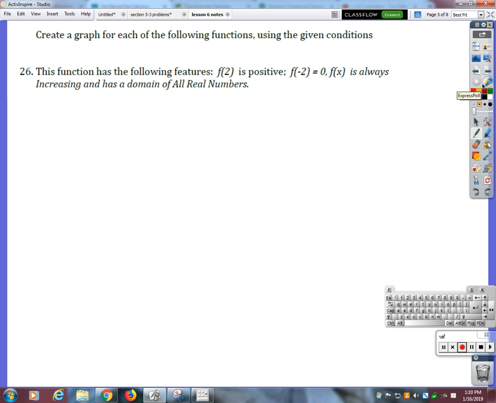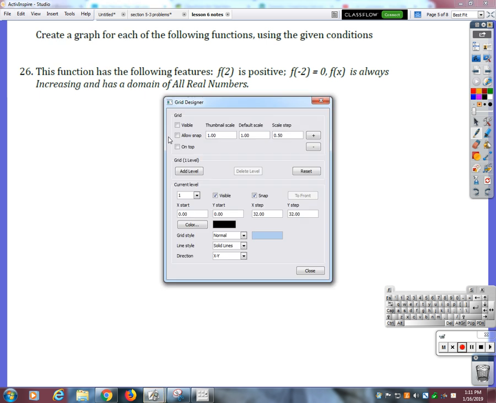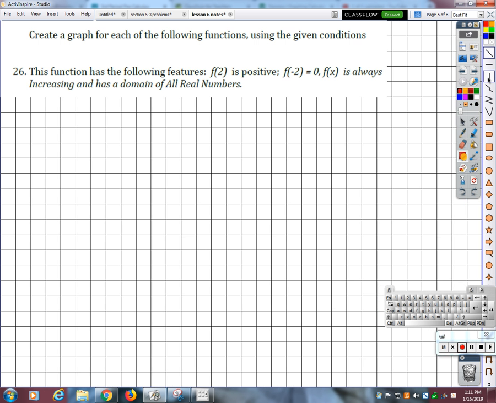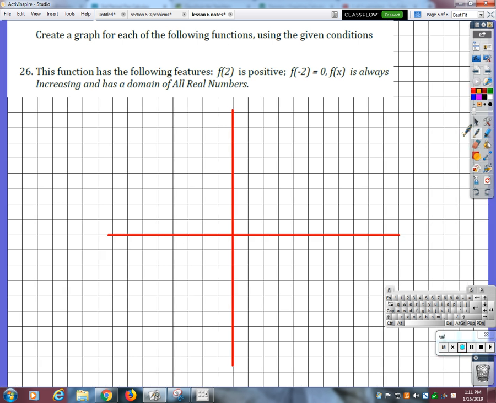Create a graph for each of the following functions using the given conditions. So this function has the following features. All right, here's the first feature that we need of the graph.